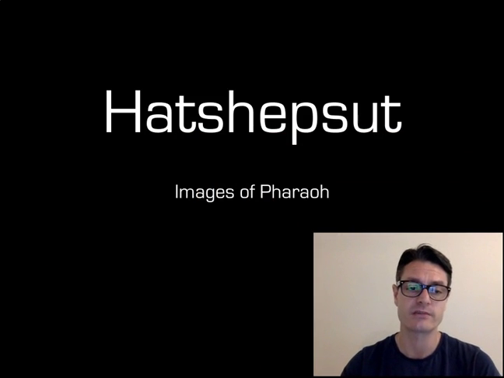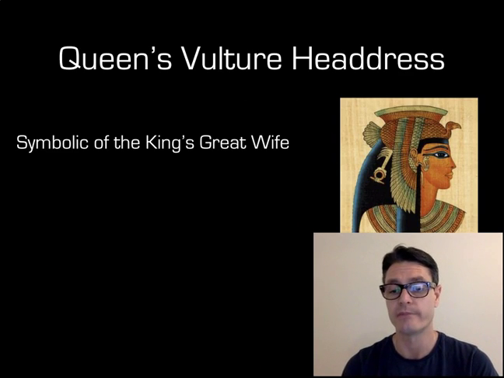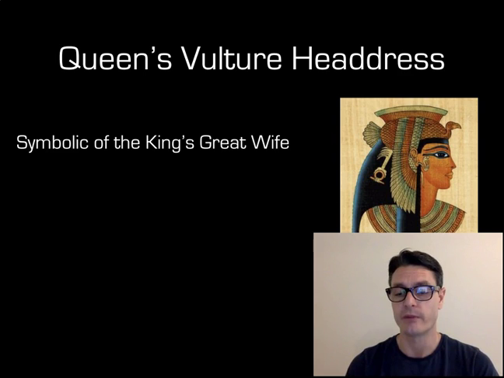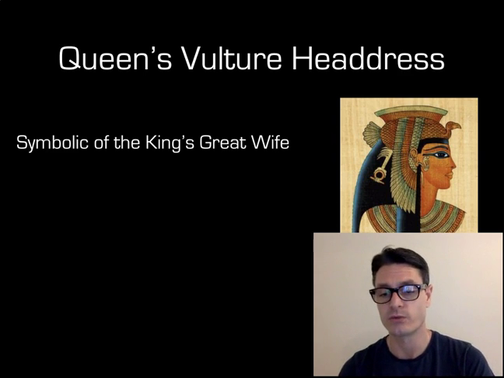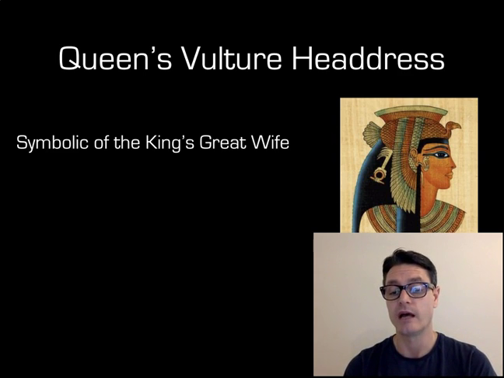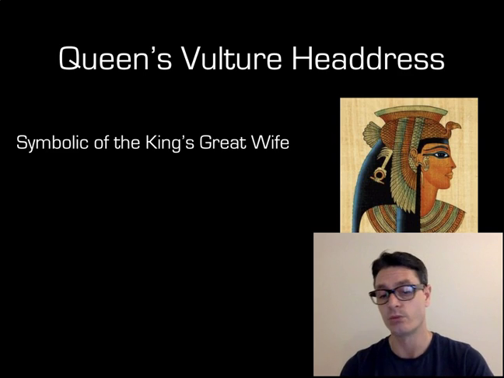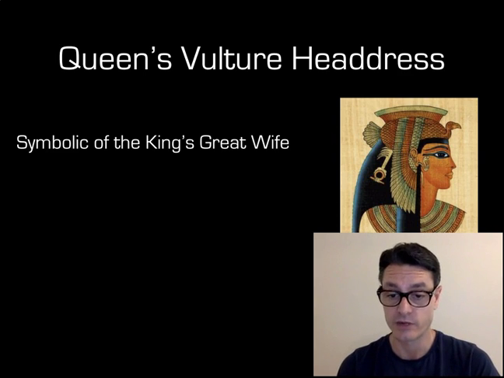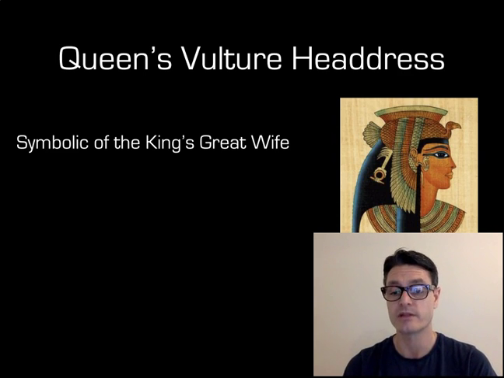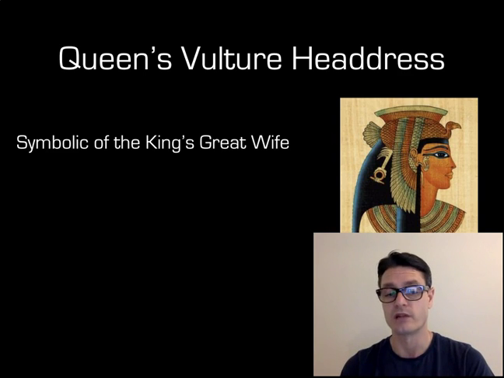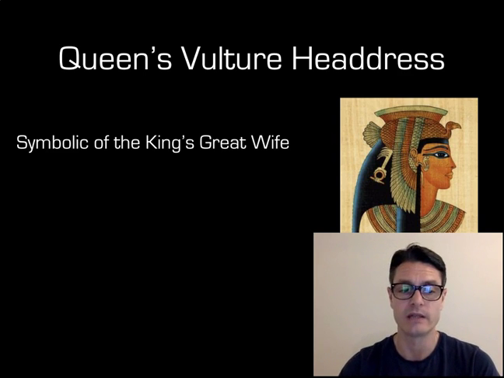So we'll start with Hatshepsut as a queen, and we'll have a look at the main image of queenship that we have, which is the vulture headdress. So this is how a woman who was the king's great wife would be depicted during this time period, wearing the vulture headdress. Doesn't mean she wore it around the palace or whatever, but when she was depicted in reliefs and monuments, she would be depicted wearing this vulture headdress, which is symbolic of her power in that role.